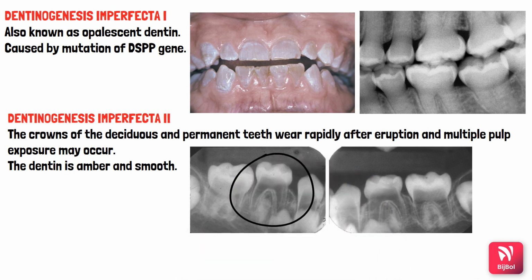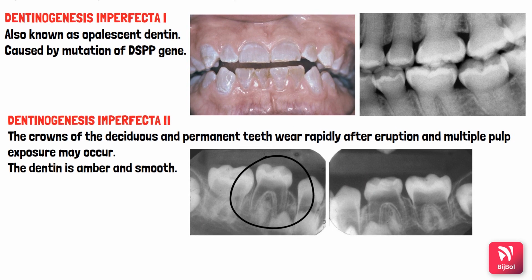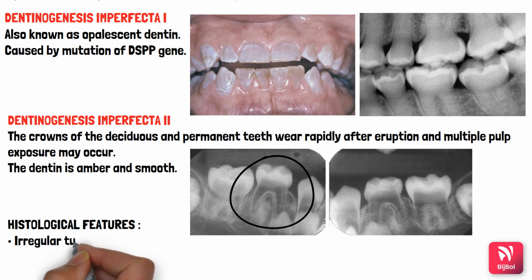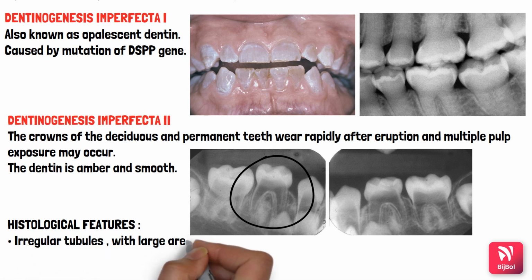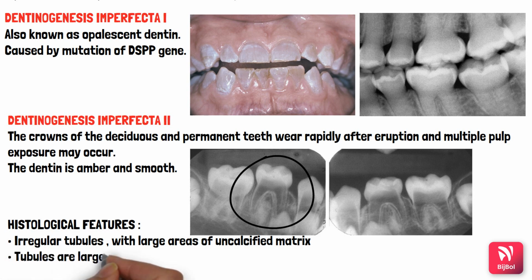As you can see in this picture, it has very large pulp chambers and root canals and very thin dentin, resulting in shell teeth appearance. So this appearance is called shell teeth. So what are the histological features in this? Because there is a defect in dentin formation, there will be irregular and disoriented dentinal tubules, and the tubules will be larger in diameter. So these are the histological features.